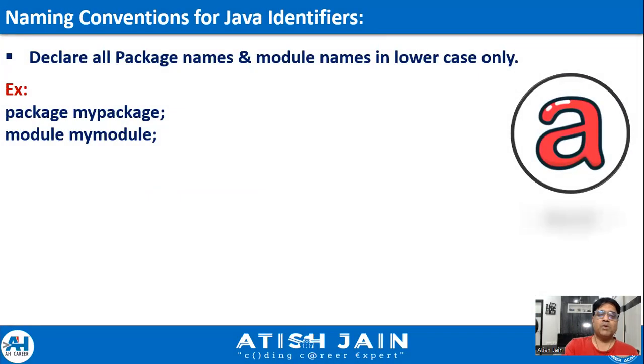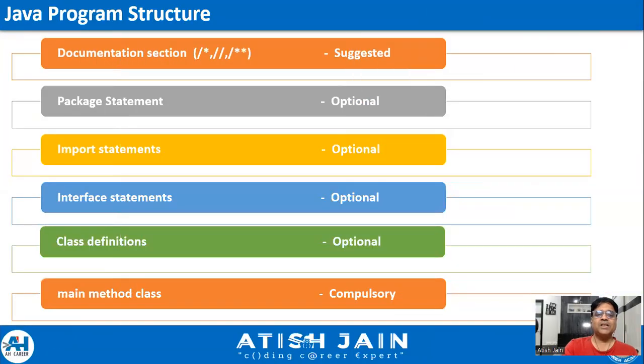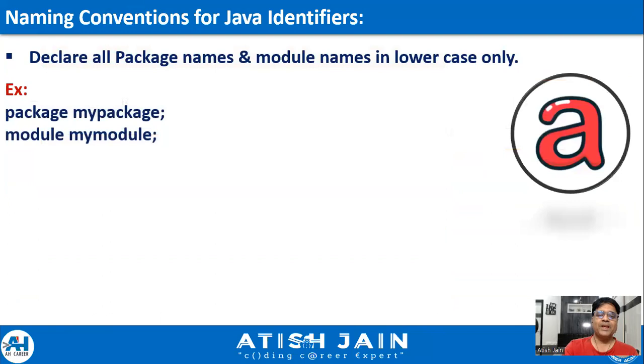All the packages and module names should have only one word and should be in lowercase only. So guys, these are all the naming conventions. Hope you got clarity on this. And in the next session, I'll explain the Java program structure, and in tomorrow's class we'll see how we can write our first program in Java. Thank you so much, guys.